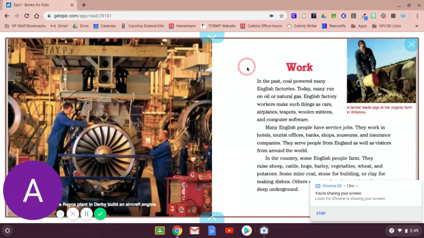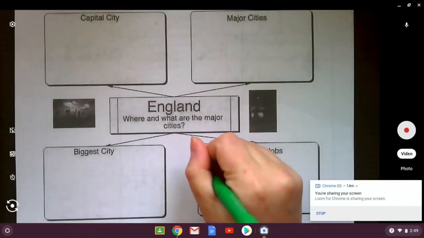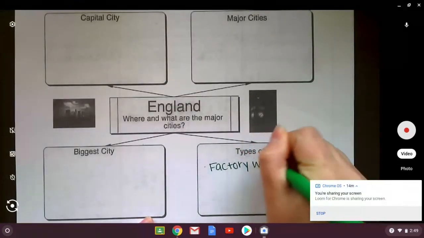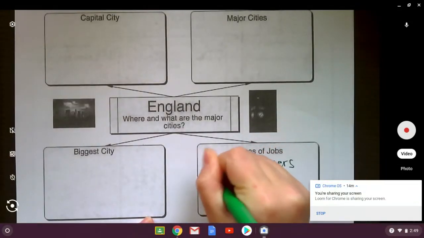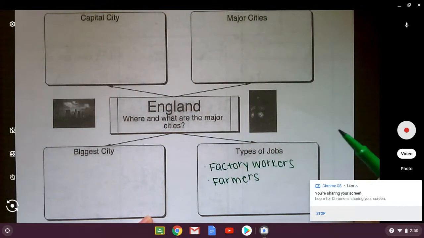Okay, so we got all of that knowledge from reading the text and looking at those labels that help us put images to the text. So let's go ahead back to our graphic organizer, find the one that says types of jobs, and let's record those jobs. So there's factory workers, there were farmers, and I don't even have to go back and look at the text to remember that, because seeing those pictures helped put that image in my brain. So I don't even have to look at the book to remember that.